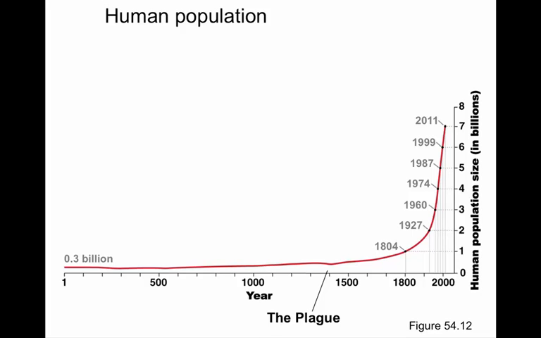Now let's consider what's going on with human populations. This is figure 54.12 from your textbook in front of you right now. The x-axis is year, going as far as the present, or pretty close to the present here on the far right-hand side, and the y-axis is the human population size in billions as shown here. Considering what we've been discussing in terms of exponential growth or logistic growth, it should make sense to you in looking at this curve that this is like a classic exponential growth curve.